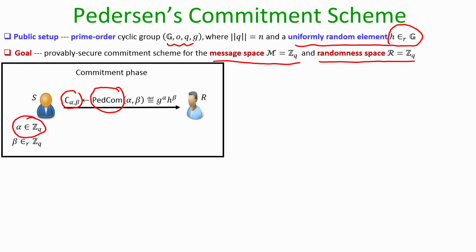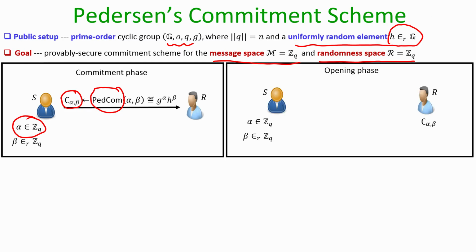So, C denotes the commitment, and the subscripts alpha and beta denote that this is a string or a group element which is a commitment of some unknown value alpha with respect to the randomness beta. In the subscript, the first component denotes the value which is committed and the second component denotes the randomness which is used to compute that commitment.